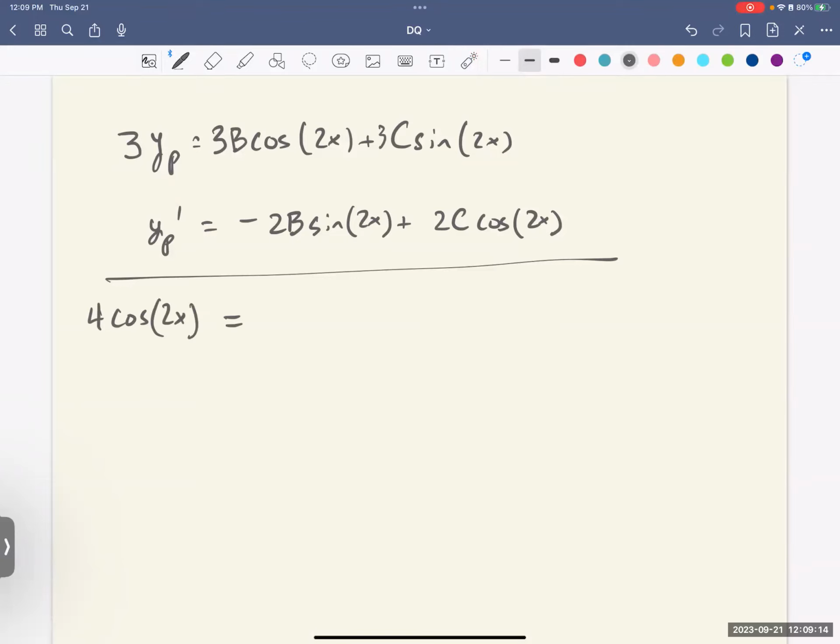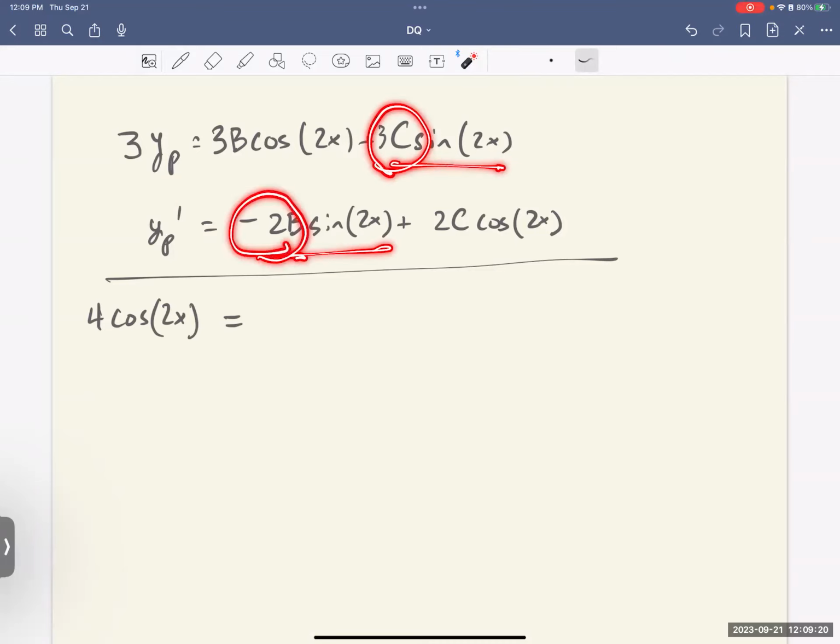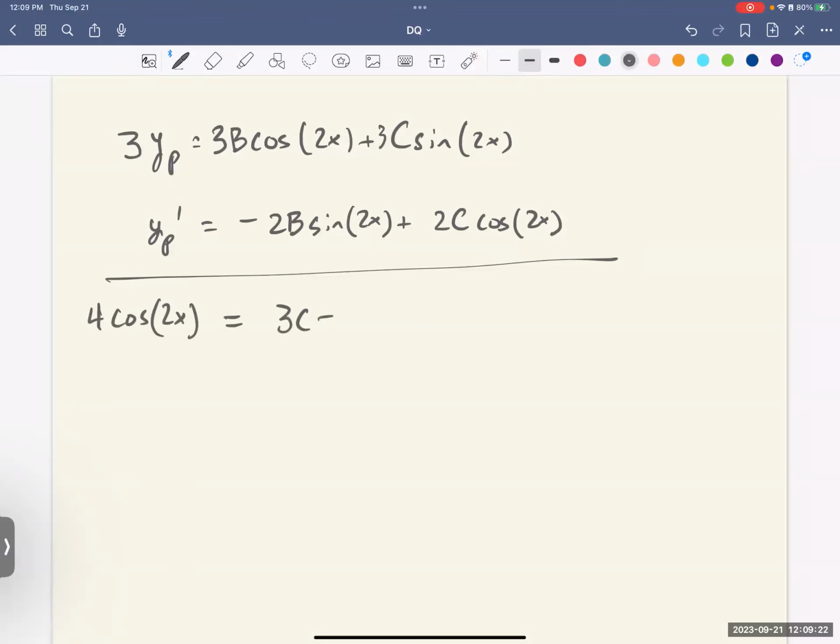So we have, let's gather some like terms. We have sine 2x, and our coefficients are 3c and a negative 2b. So (3c - 2b) for the sine 2x, plus, then on the cosine 2x terms, we have a 3b and a 2c. So plus (2c + 3b) for the cosine 2x.